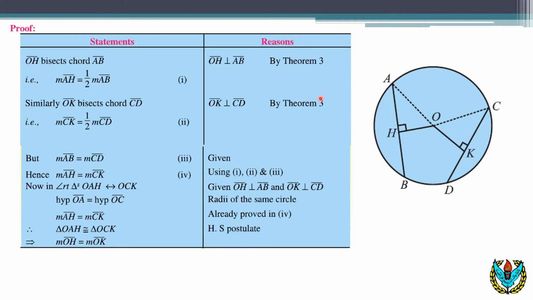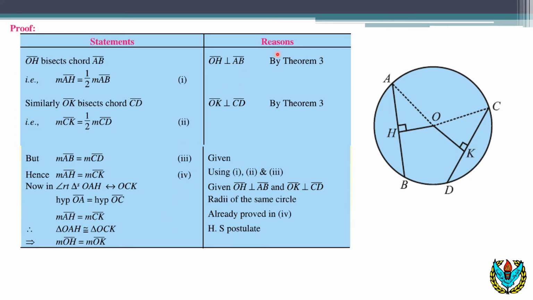In the similar manner, OK is perpendicular to the chord CD. OK bisects the chord CD. By theorem 3, we know that perpendicular drawn from center bisects the chord. Similarly, CK bisects the chord CD into two equal parts. CK is equal to half of CD. We will name them number 1 and 2.